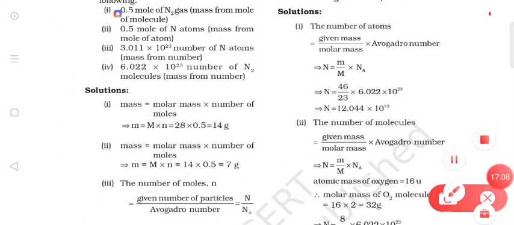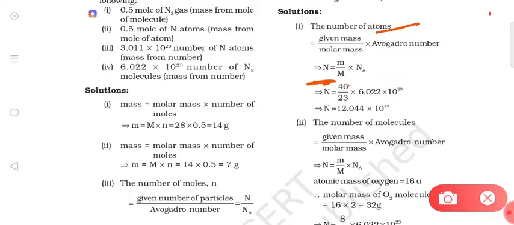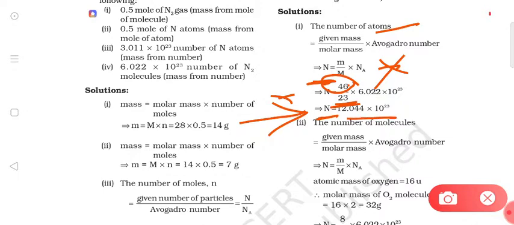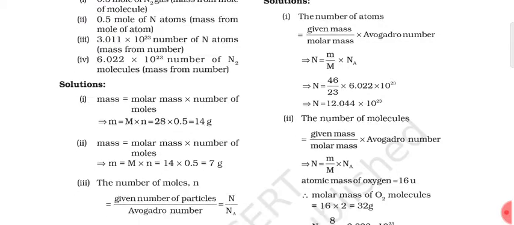Look at the solution, how we have done this. So total number of particles, that is capital N, is equal to given mass upon molar mass into Na, right? So how do we do this? We have put this total mass upon molar mass. This will give you the value of number of moles, and if we multiply this with the Avogadro's number, we will find out the total number of particles, that is capital N, equal to 12.044 into 10 to the 23. So this is very simple and easy.